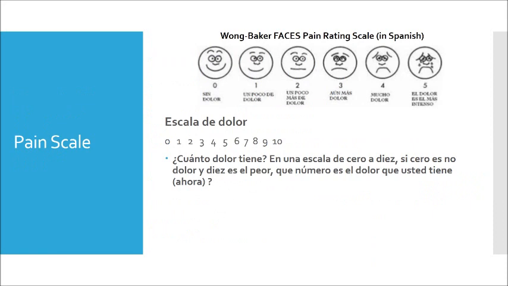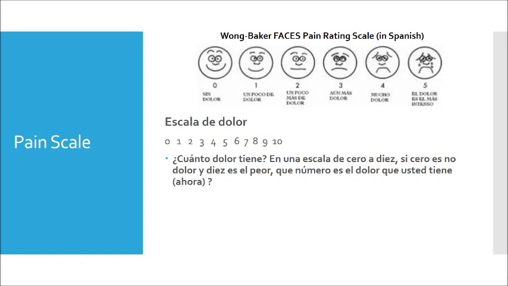This next section is also important. It's the pain scale. I included two pain scales on here. The first one is the Wong Baker Faces Pain Rating Scale, and this one is translated into Spanish. Sometimes when the patient is having a hard time understanding the 0 through 10 numeric scale, you can show them the faces to help those who are more visual learners or people understanding.